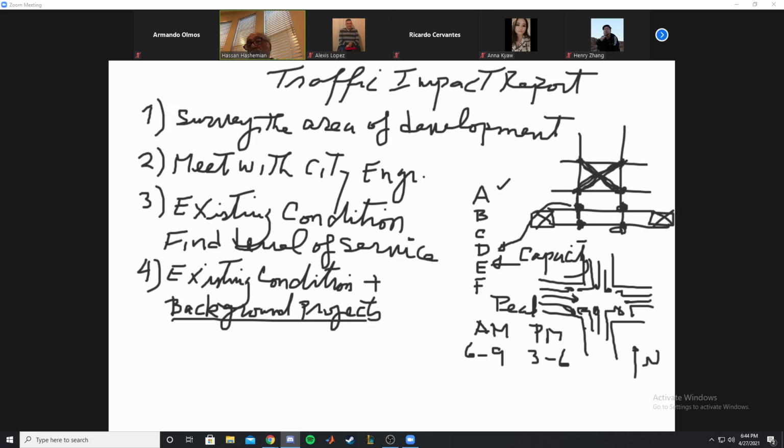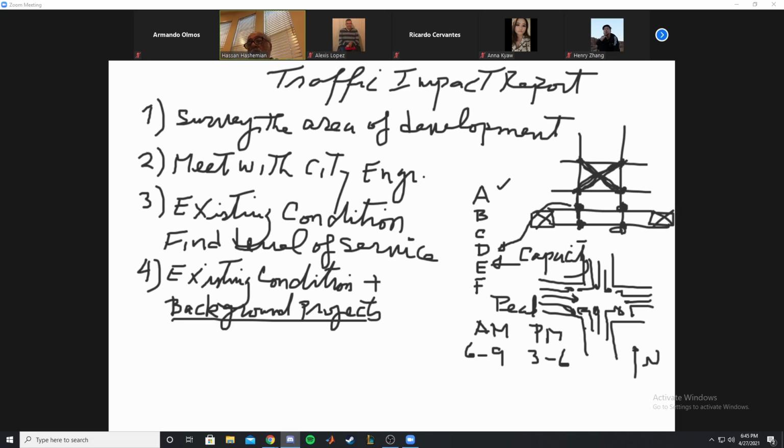So what we want to do is before we open our shopping center, we want to know what is the situation at that time, before our shopping center opens. So that we know if something goes wrong, maybe it's not our fault because those intersections already are in trouble. So that's why we are doing this.